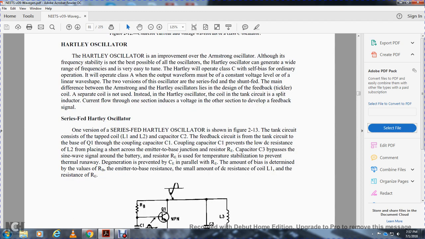Alright, your series fed Hartley oscillator. One version of the series fed Hartley oscillator is shown in Figure 2-13. The tank circuit consists of the two tapped coils, inductor 1 and inductor 2, and capacitor 2. The feedback circuit is shown from the tank circuit to the base of transistor 1 through the coupling capacitor, capacitor 1.